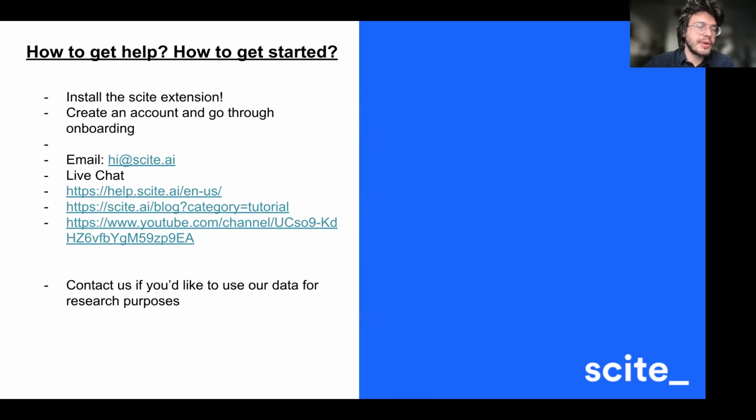How to get help or how to get started? I mean, the best place to start is installing the Scite extension. You don't even need an account to use it. It's completely free and will be free whether Tel Aviv chooses to purchase a license or not. And the extension will always be free for anybody. And then creating an account and going through onboarding is a great way to get started. But of course, you can always email me, which I put my email in the chat, or hi@scite.ai.